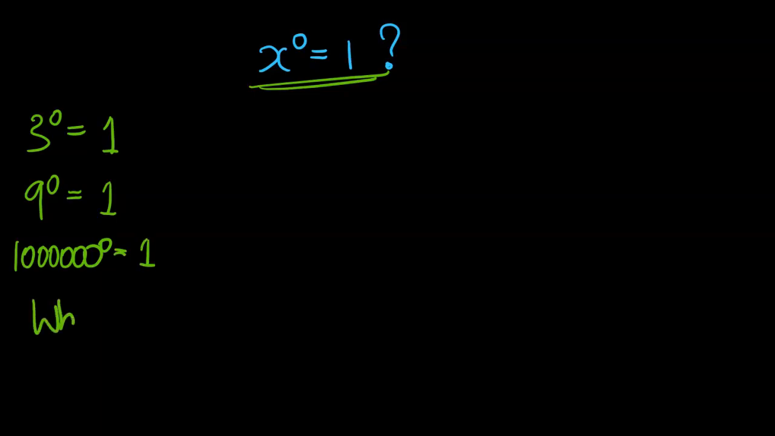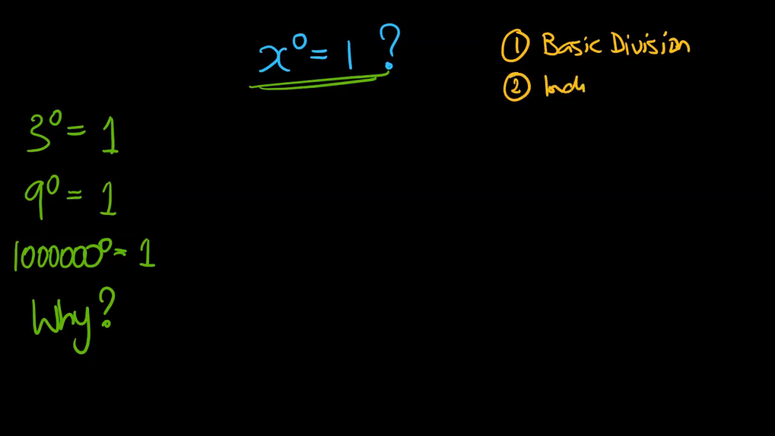What we're going to do today is chat about why that is. Why is anything to the power of 0 always going to be equal to 1? To understand this, we're going to look at two things. We're going to look at some basic division, and I can't emphasize how basic that division is actually going to be. We're also going to look at some of the indice rules. And by linking these concepts together, we should get a really good proof as to why anything to the power of 0 is equal to 1.